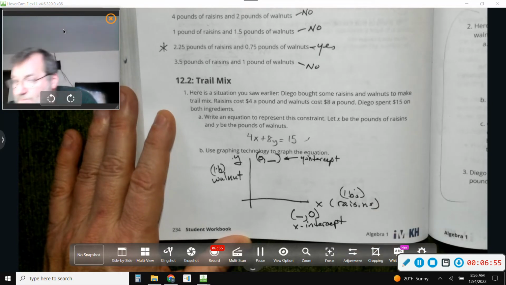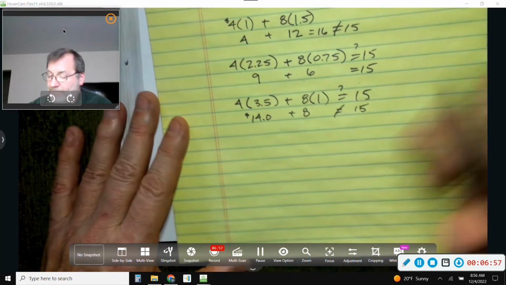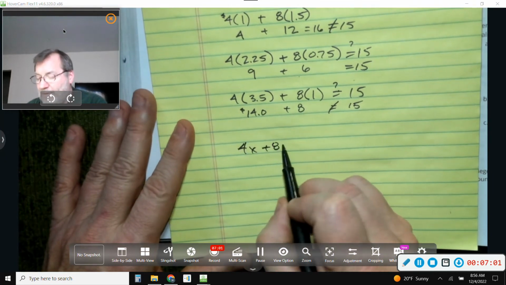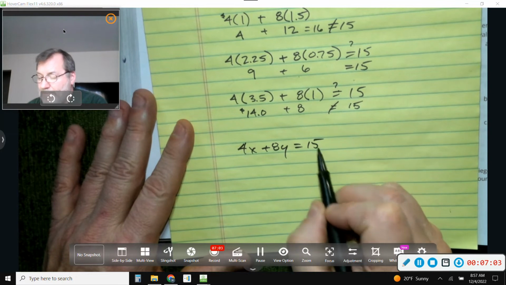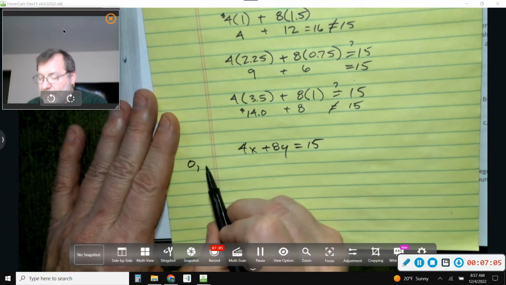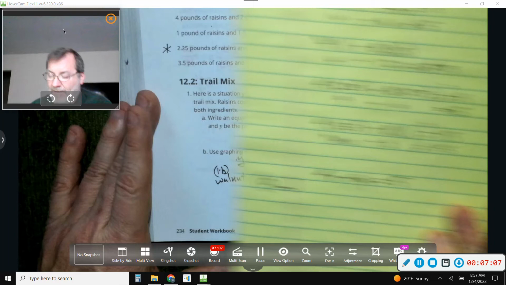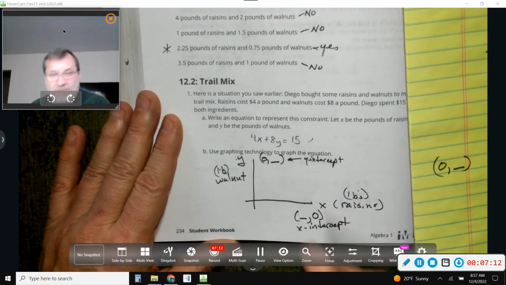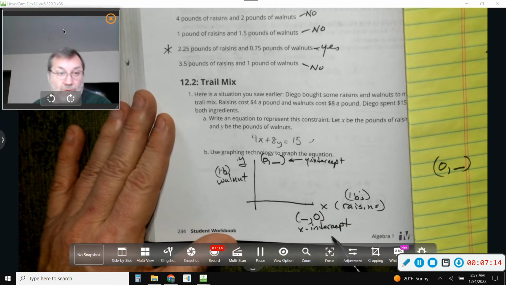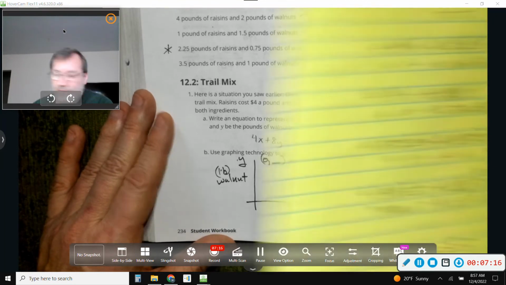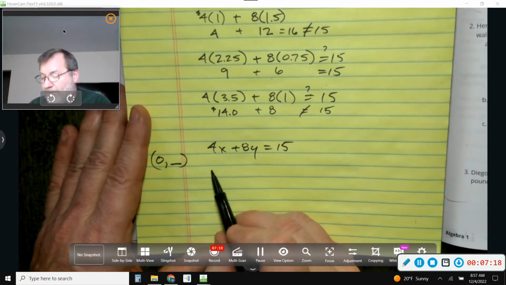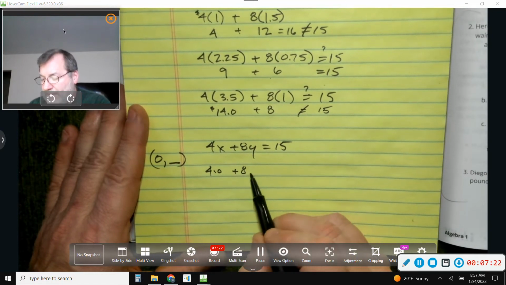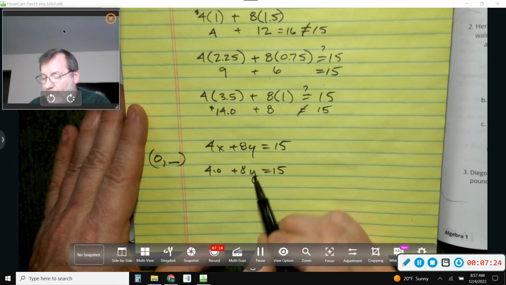Alright, so let's just do a little bit of experiments here. I've got the equation 4x plus 8y equals 15. So I'm going to start out with 0, some number I want to find out. So that's 0, y, is the y-intercept. I'm going to start there. You can start down here if you really wanted to. I'll start up here. So I'm going to put a 0 in for this, plus 8 times y equals 15. I got to solve for the y value that makes it true.